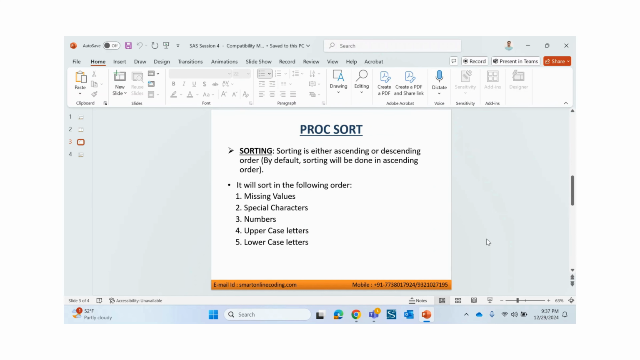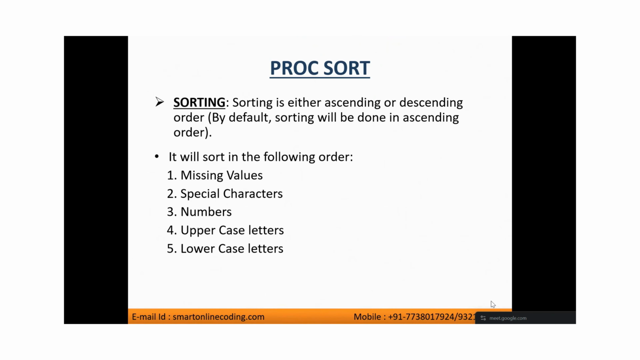Now what is proc sort? Proc sort means, as the name suggests, we are going to sort the data. We are going to align the data either in ascending or descending order. By default, we know that sortings are in ascending order in programming. If you don't pass any order precisely, by default SAS will give you ascending order data.